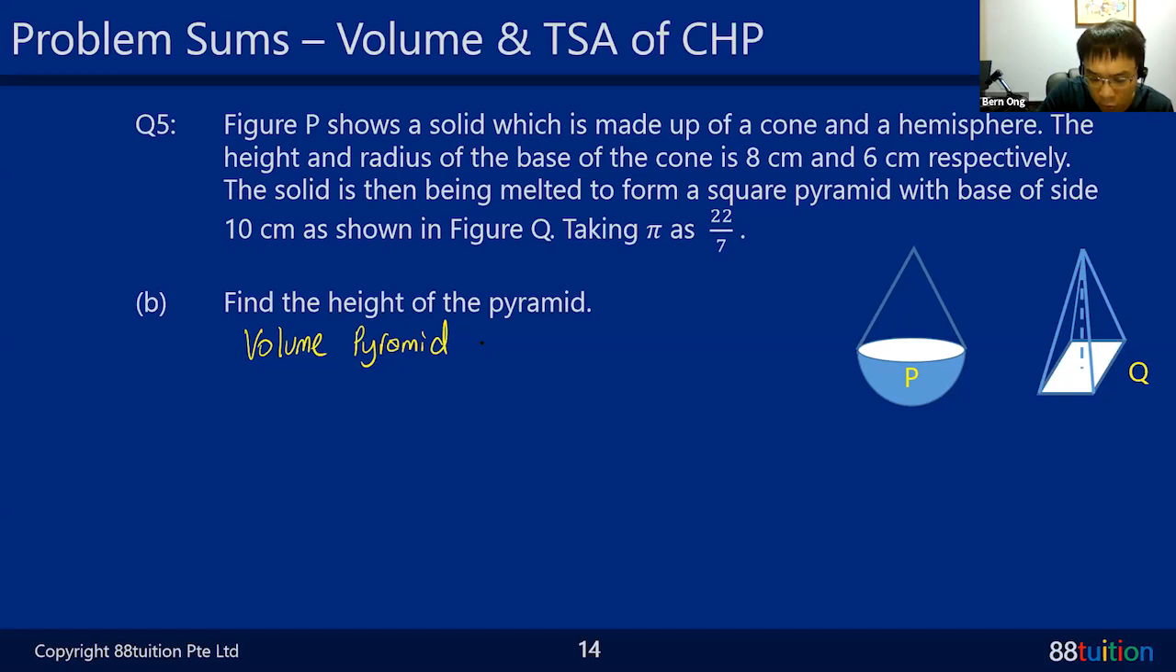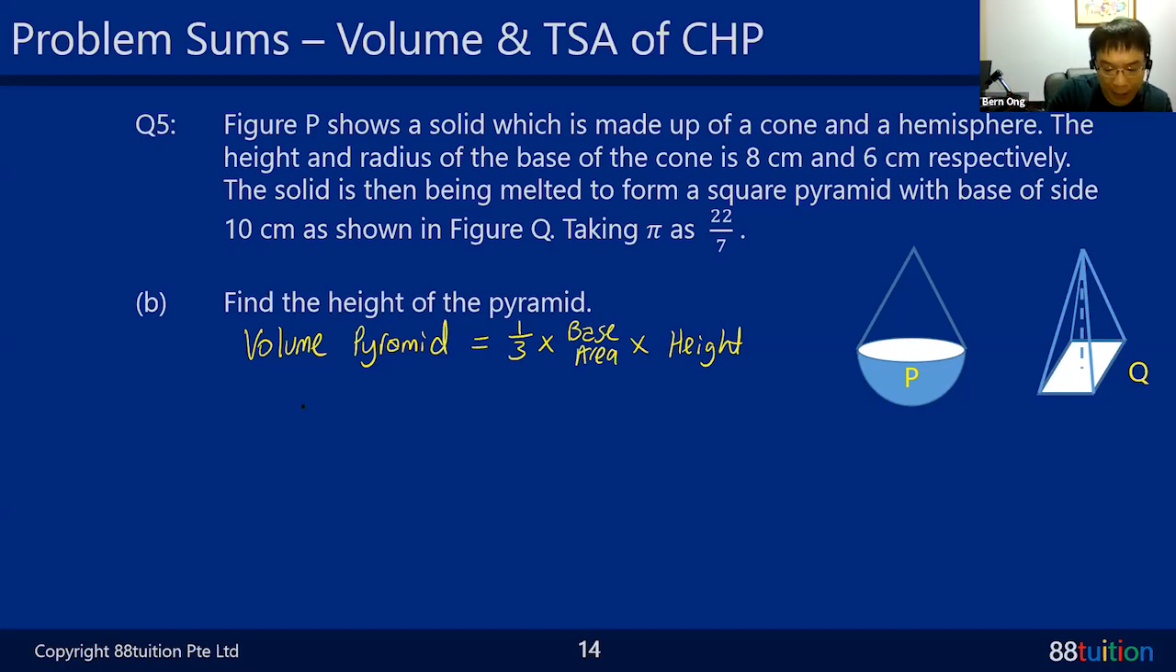All right. So volume of pyramid is equal to what? 1/3 times base area times height. This is the formula for the volume of a pyramid. Remember, it's this shape. So the volume of the pyramid is the same as the volume of the hemisphere plus the cone.